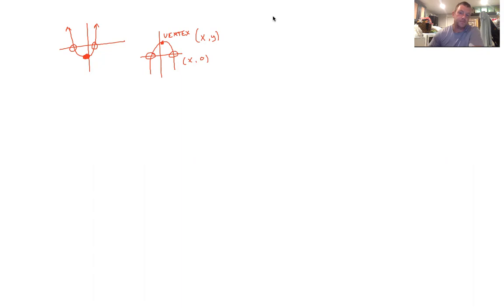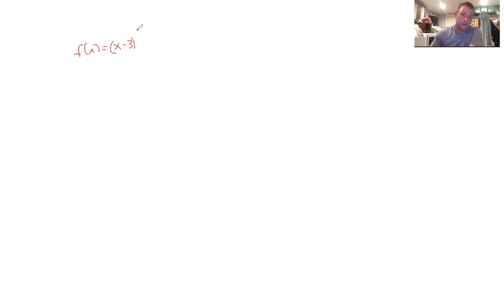Then you can find two other points on it by just plugging in random x values and solving for y, and then they're going to ask you to graph it. So that's the basics of what we're going to do here. The very first one: f of x is equal to x minus 3 squared. So we need to graph that problem.